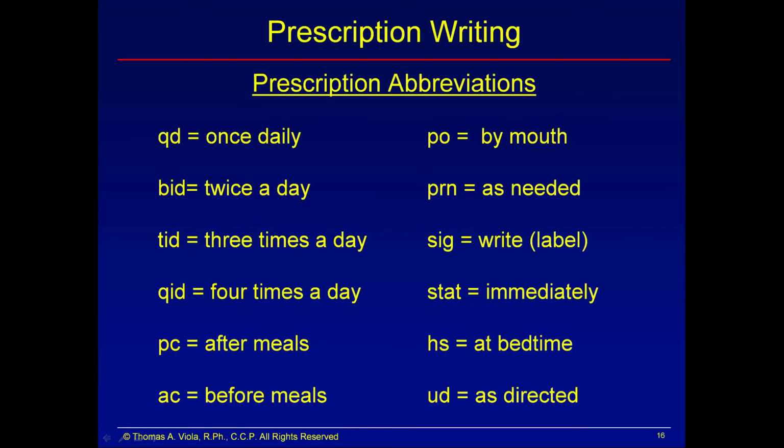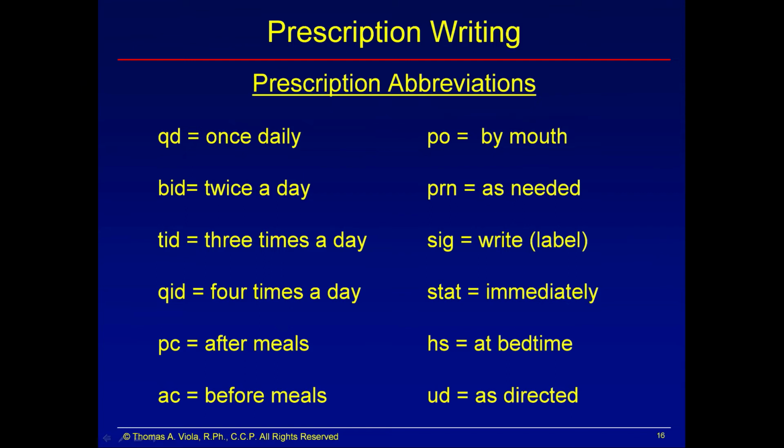Well, the good news is that most prescription writing now is done electronically, and you can just write out English if you want. But there's still a pretty liberal use of these Latin abbreviations for things, kind of like a shorthand. So QD once a day, BID twice a day, TID 3 times a day, QID 4 times a day, bicycle, tricycle, quad.